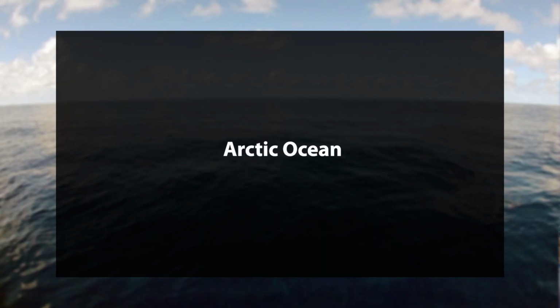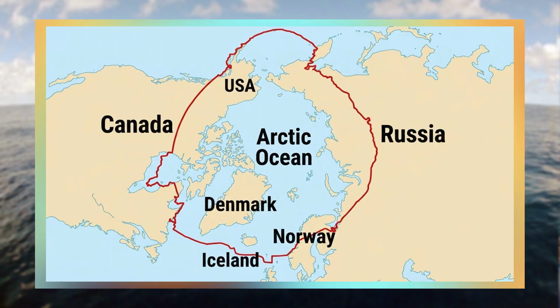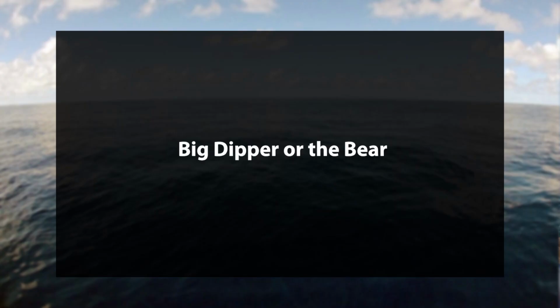Number four is the Arctic Ocean. The Arctic Ocean is about 7% the size of the Pacific Ocean and is only a little more than a quarter as deep as the rest of the oceans. Although it has a permanent layer of sea ice at the surface, the ice is only a few meters thick. The Arctic Ocean was named after its location in the Arctic region, which exists beneath the northern constellation Ursa Major, otherwise known as the Big Dipper or the Bear.